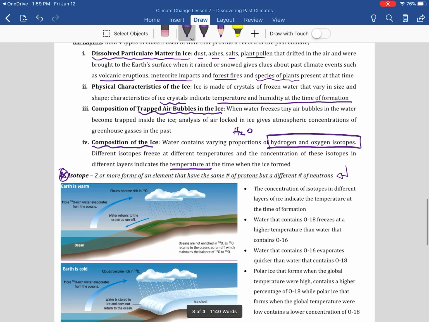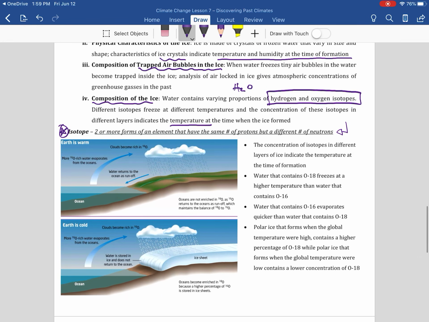Okay, so let's take a look here. Here's this situation. So if Earth is warm, there's lots more oxygen 16. If Earth is cold, my oceans become enriched in the heavier oxygen. Okay, so there's a bit of a situation here with our different isotopes of oxygen, and not so much hydrogen, but hydrogen in fact does have 3 isotopes that are commonly found on Earth. I'll let you know, we'll talk about that next year in grade 11 chemistry. Okay, to be continued on that.